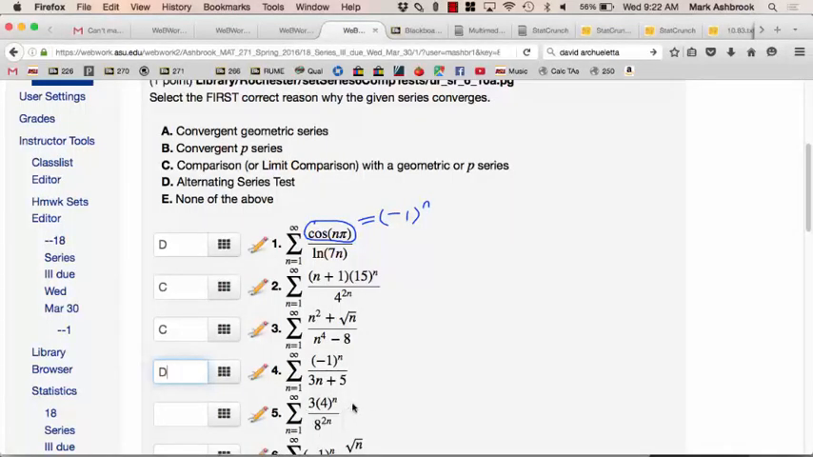That's just a plain old geometric series right there. Number 5, that's geometric. 4 to the n over 8 to the 2n, geometric.